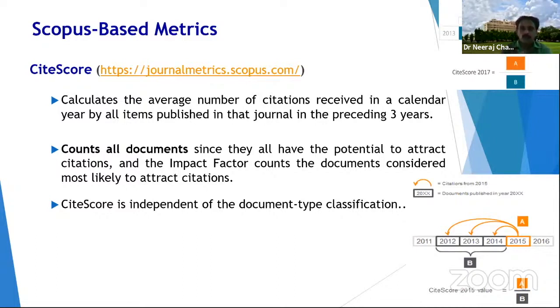But the important thing is in CiteScore, it counts all the documents, whereas in impact factor, it counts only the journal papers. CiteScore counts all the papers because there are chances to get citations for other papers as well. So it covers all kinds of documents when they are calculating the CiteScore. So it calculates the average number of citations received in a calendar year by all the items published in a journal in the preceding 3 years. So there is the window of the last 3 years. CiteScore is independent of the document classification type, so all the documents are covered in that.